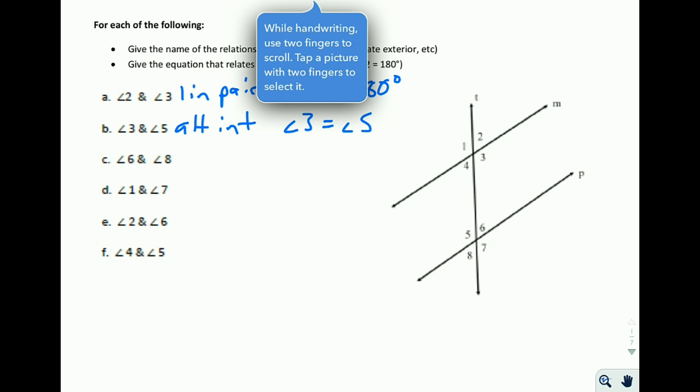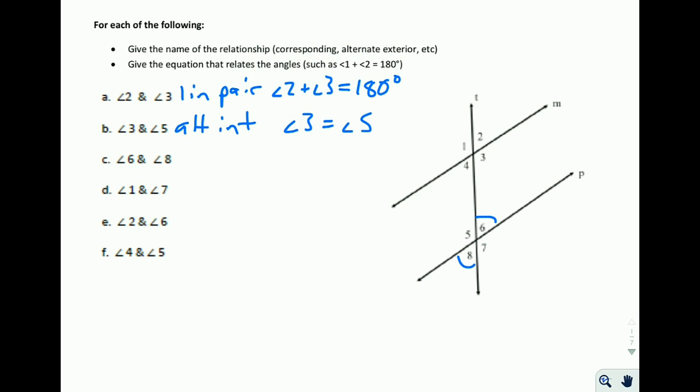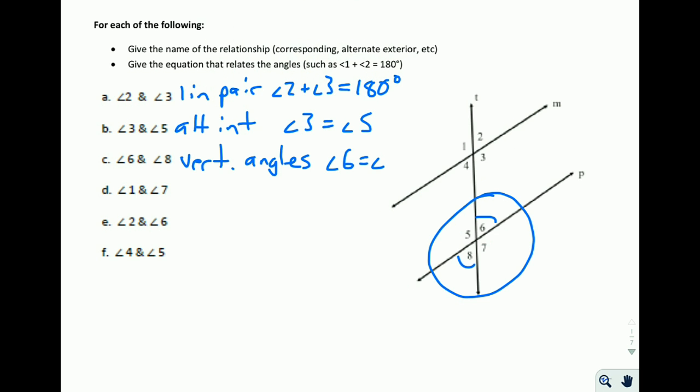Third one here, we have angle 6 and angle 8. These two angles are opposite each other on a single intersection, so it is not something that relates to parallel lines at all, but it is called vertical angles, and vertical angles are always going to be equal to one another. Think of it like a scissor. If you open the scissors wide with the handles, the blades open wide too. So that is vertical angles.